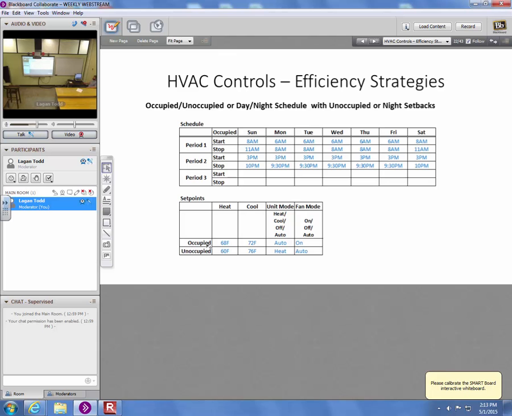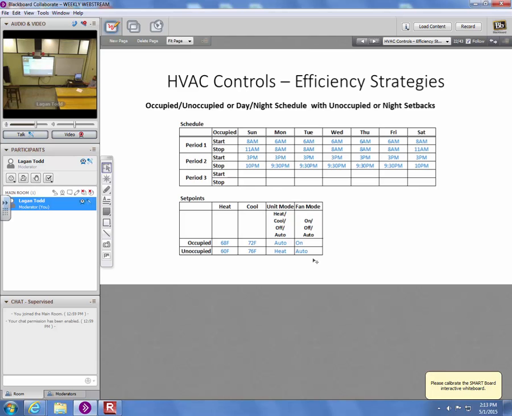And so you're going to say in occupied mode, I'm going to heat to 68, cool to 72, and the unit's going to run in auto mode, which means it'll cool or heat as needed, and the fan is going to be continuously on. And in the unoccupied mode, I'm going to have it heat to 60, cool to 76. On the unit mode, I'm only going to allow it to heat, so if it gets a cooling call, it doesn't get to do anything. And I'm going to have it cycle so that the fan only turns on when there is a call to heat. Be clear on these unit modes and fan modes. I think they're kind of important.